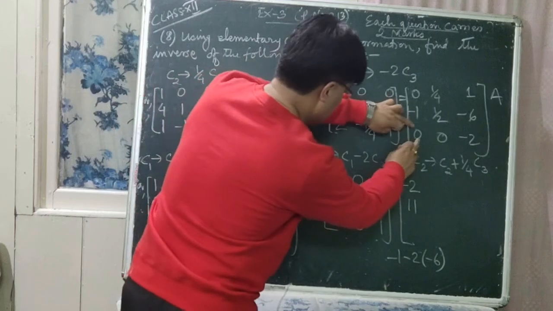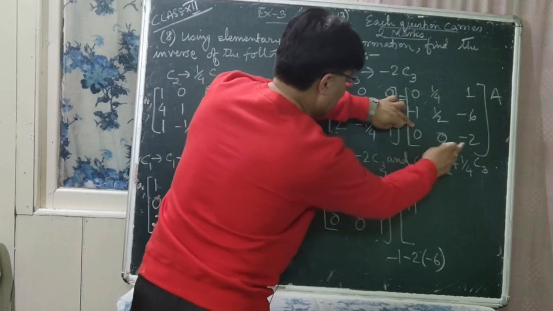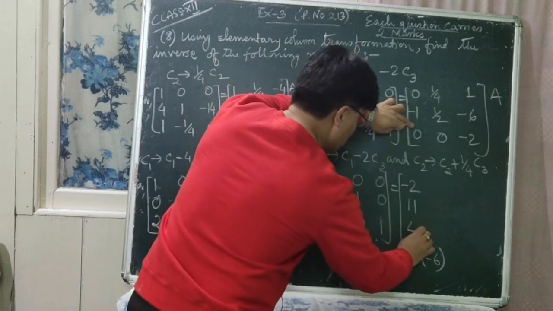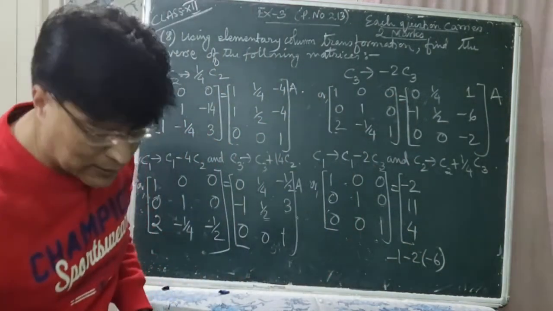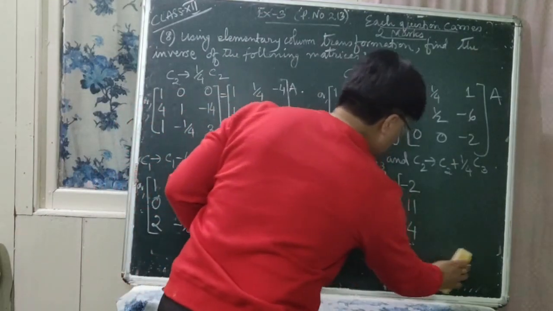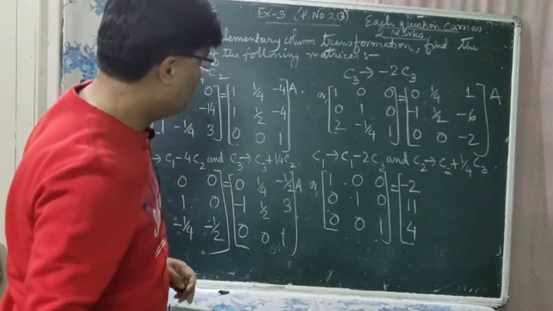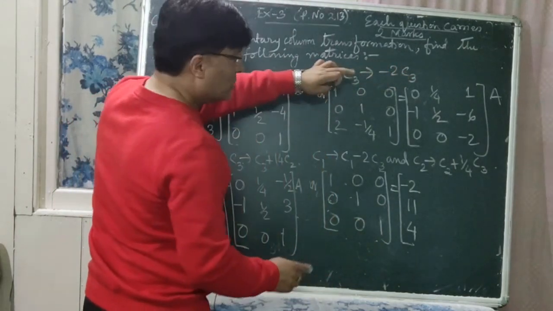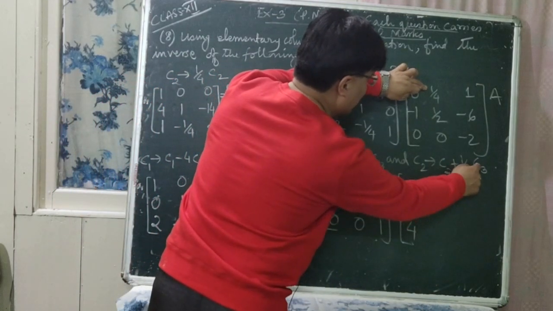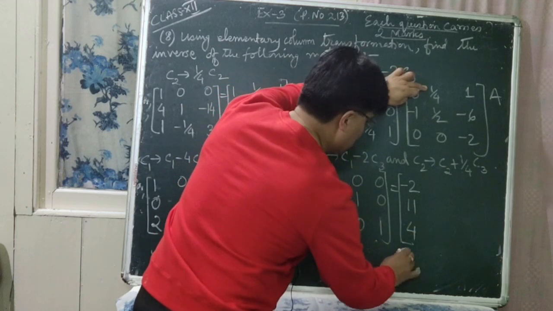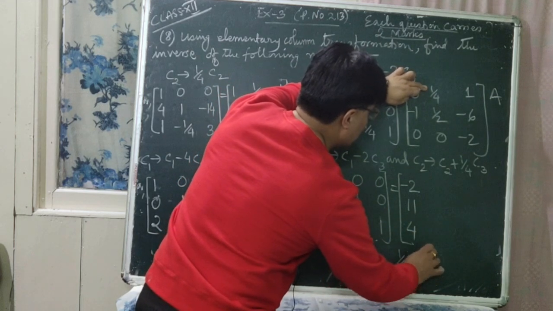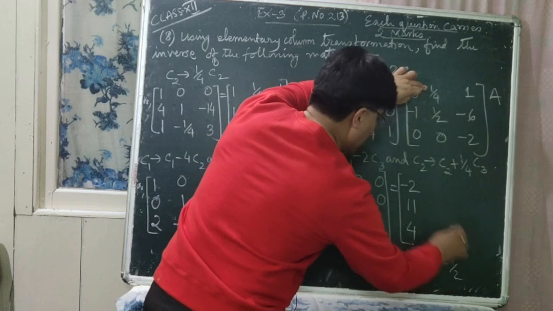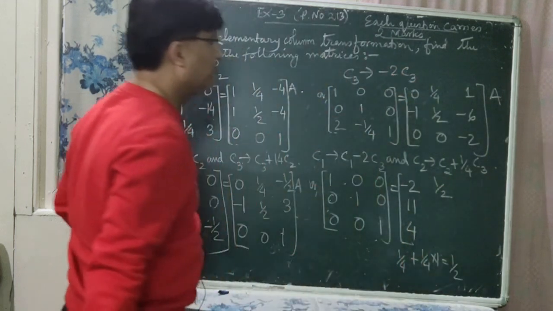Next, C1 is 0. C3 is minus 2. So 0 minus 2 into minus 2 is plus 4. So this will be plus 4. Is that clear? And next one is column 2. Column 2 is changing. How does it change? C2 plus 1/4 C3. So C2 is 1/4 plus 1/4 into 1. That means 2 by 4, that is half. This will be half.